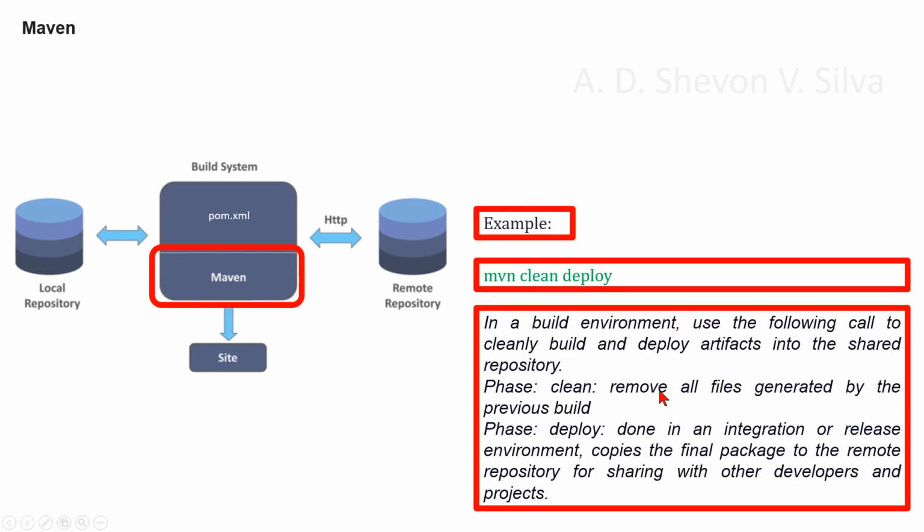As an example, we can consider this one, Maven clean deploy. In a build environment, use this command to cleanly build and deploy artifacts into the shared repository. Here the clean phase removes all files generated by the previous build, and the deploy phase, done in an integration or release environment, copies the final package to the remote repository for sharing with other developers and projects.